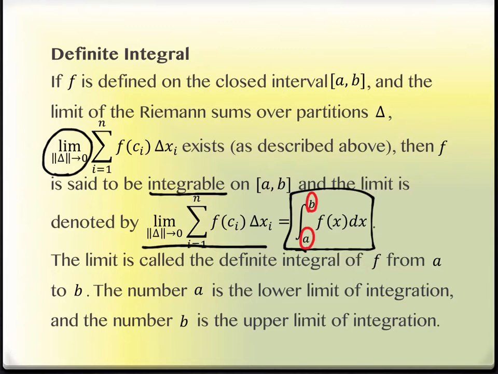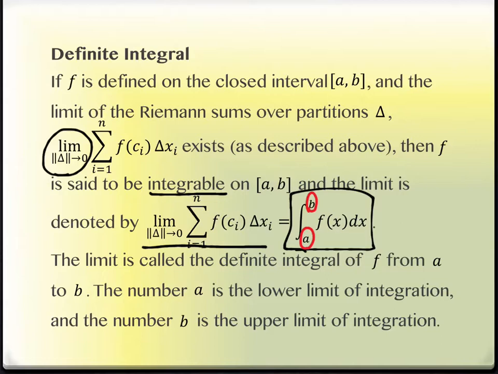But this idea of this antiderivative, and I actually have these numbers that sort of tell me where I start and where I stop, are showing up. This limit is called the definite integral of f from A to B. The number A is the lower limit of integration, and the number B is the upper limit of integration. I promise I'm going to show you how it all works with some examples. We're just doing all the notes parts first.